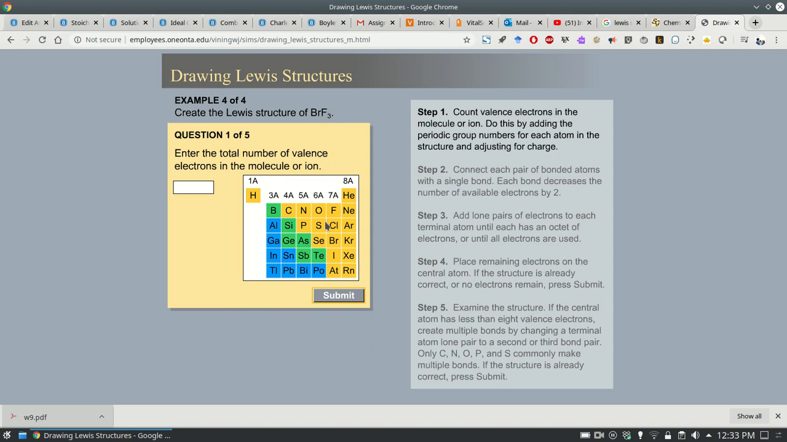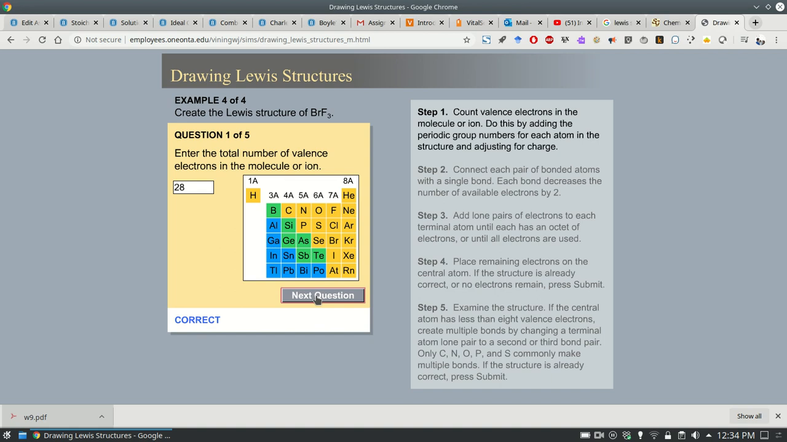Bromine on the periodic table is right here, and it's in group 7A, also known as group 17. So that's 17 valence electrons. No, it's 7. 7 valence electrons, yes. Fluorine is also here in group 7A, also known as group 17. So that's 7 valence electrons. That's 7 plus 3 times 7. That's going to be a total of 28 valence electrons. Click on submit here.